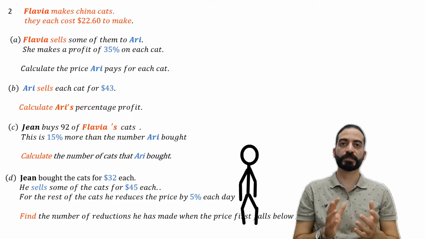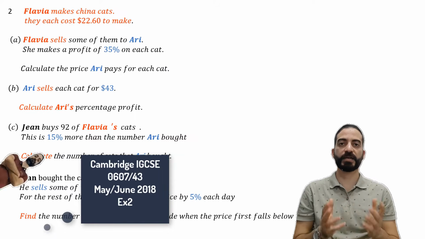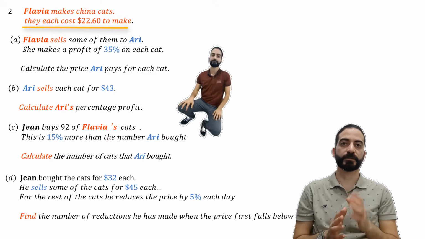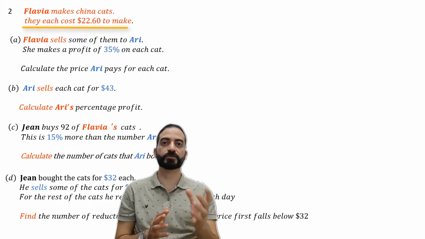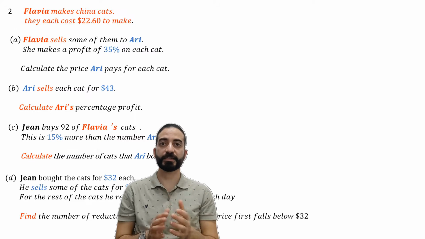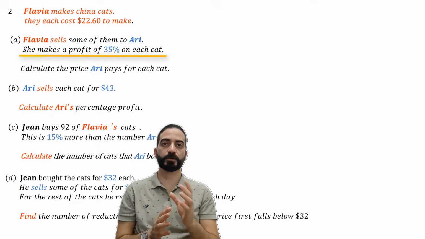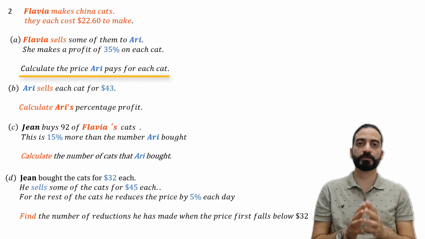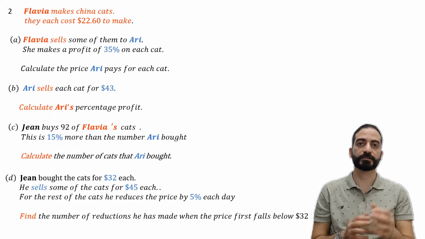Hello everyone, we'll start by solving question 2 of the Cambridge IGCSE 2018 exam. Flavia makes china cats. They each cost $22.60 to make. Part A, Flavia sells some of them to Ari. She makes a profit of 35% on each cat. Calculate the price Ari pays for each cat.